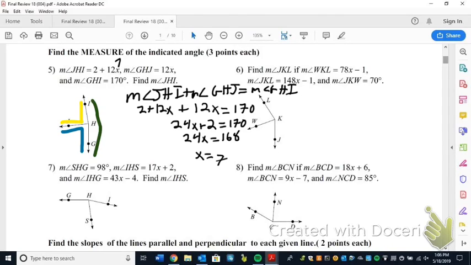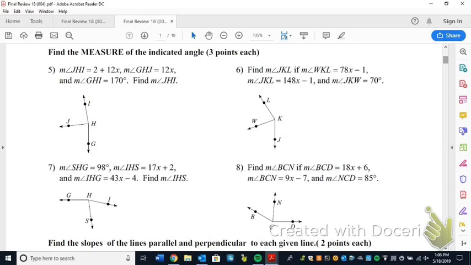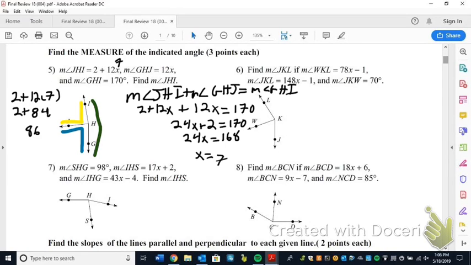Okay? So we know x equals 7. We're going to plug 7 back in. We're looking for JHI. See right there? That's what it says. So we go 2 plus 12 times 7. And that's going to give us 2 plus 84, or 86 degrees. So the answer to number 5 is 86.